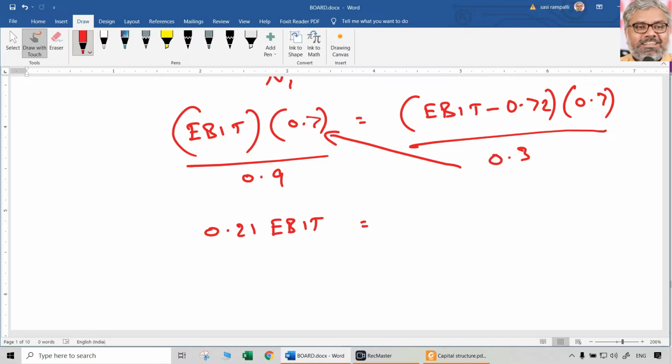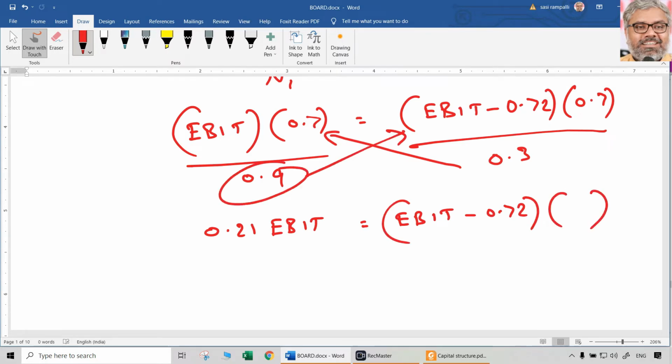This should be equal to EBIT minus 0.72, which is anyway there, and then 0.9 cross multiplied with 0.7 will be 0.63. So let us expand this: 0.63 EBIT minus 0.63 into 0.72.